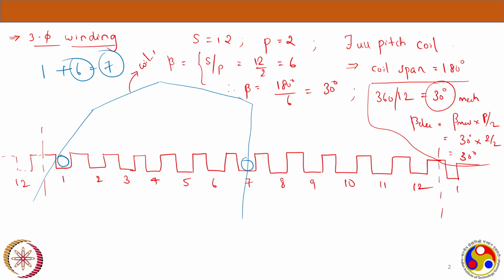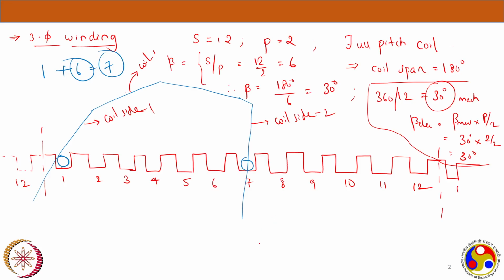Let's say this is coil 1. If this is coil 1, this is the coil side, this particular side of this coil. This is the coil side of the first coil. Let's say this is coil side 1, this is coil side 2. These two coil sides will make a single coil. Now each slot has only one coil side, and for completing one complete coil we are taking two slots. So this is a kind of single layer winding.